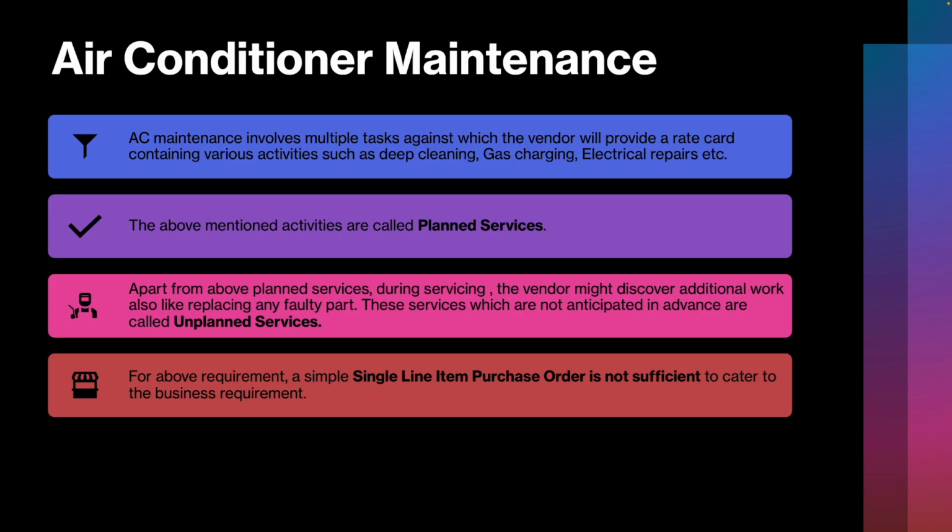So imagine that you create a single line item PO as you create for material, and then you call the vendor. Then this single line item PO cannot be sufficient to cover your requirement. Your business requirement involves some planned services, and it involves some unplanned services also. This particular requirement cannot be fulfilled by a single line item PO. You need to have something called services and something called a limit in your purchase order. So to cater to these requirements, SAP has given a special procurement process that is called the service procurement.